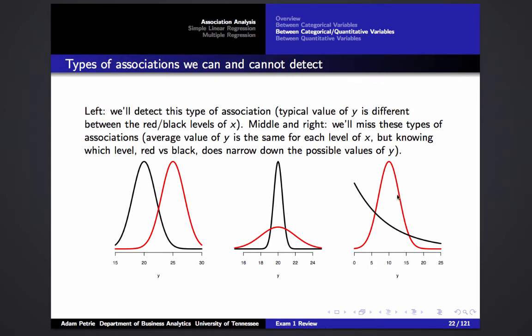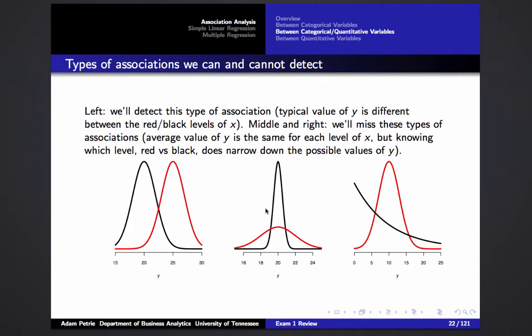And we're also going to miss out on detecting associations like this. It turns out that both the black group and the red group actually have the same average value for y, just at about 10 here. But obviously knowing which group I belong to does tell me a great deal about the possible values of y that I might observe. If I'm part of the black group, I'm very likely to observe relatively small values of y. If I'm part of the red group, the y values I'm going to observe are probably fairly tightly clustered around 10.